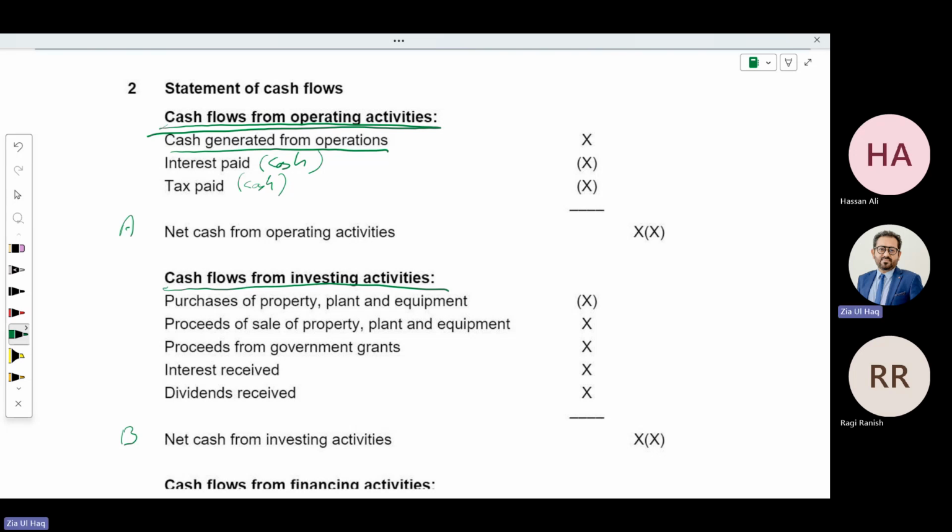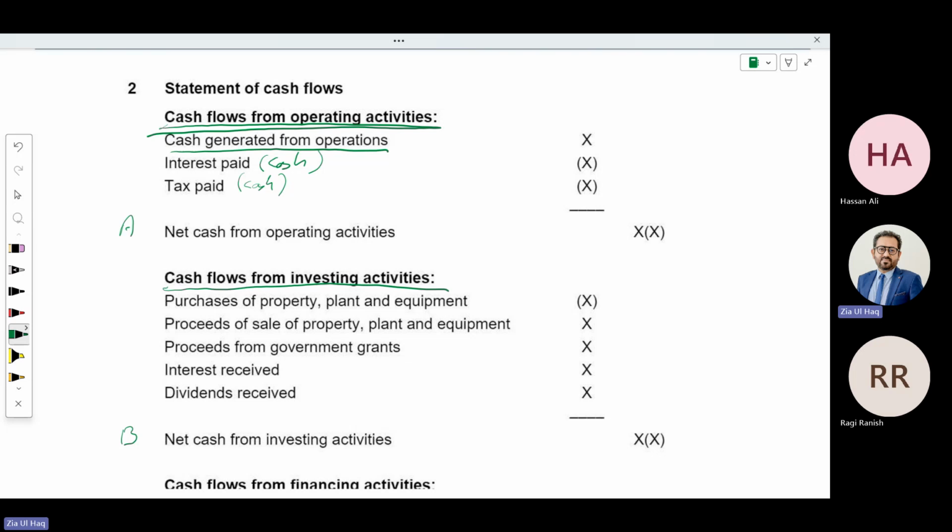Why is it shown in operating? Why not financing, like equity and debt and everything? Because interest is what we record in the profit and loss account. Operating means relating to the profit and loss account. That's why we will adjust interest paid within operating activities. Tax is relating to the profit and loss account. All the activities relating to profit and loss will be recorded under cash flow from operating activities.